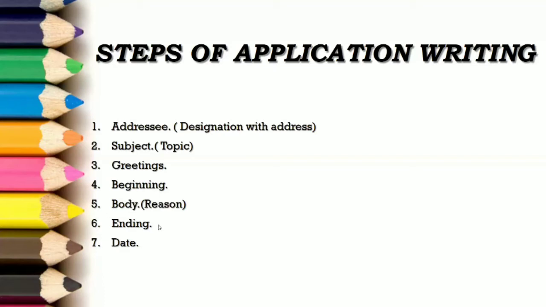Do you have any question related to these? Yes, Alina was asking me to repeat the addressee. Beta, addressee means the person or the institution to whom you are writing the application. For instance, if you are writing an application to your school, then who will be the addressee? Your principal will be the addressee, means to whom you are addressing, to whom you are writing your application. Clear, Alina?